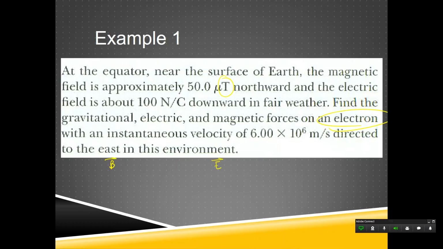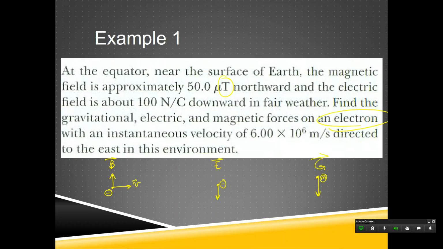So we're talking here about magnetic field, electric field, and gravitational field. Talking about magnetic field, the magnetic field is northwards, and the velocity is eastwards. And we have a negative charge. The electric field is, in this case, downwards, and it's a negative charge. And the gravitational field, well, that one's really easy. It's always downwards, and the object has a mass m.